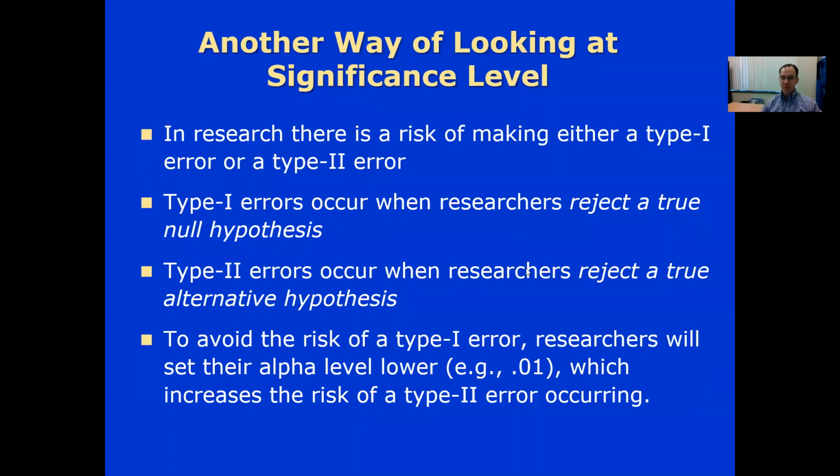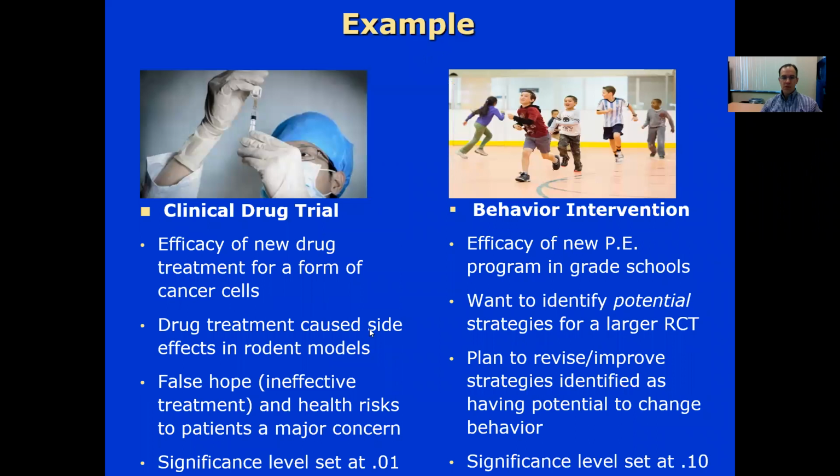So let's look at some examples. Let's say you have a clinical drug trial where the efficacy of a new drug treatment for a form of cancer cells is being determined. We also know that the drug treatment caused some side effects in rodent models, but the researcher wants to determine what the effect might be on humans. To avoid any false hope or ineffective treatment, any health risks that might be associated with that treatment need to be considered.